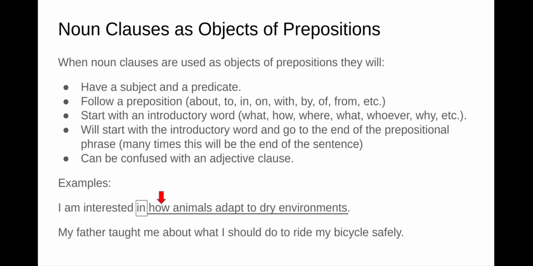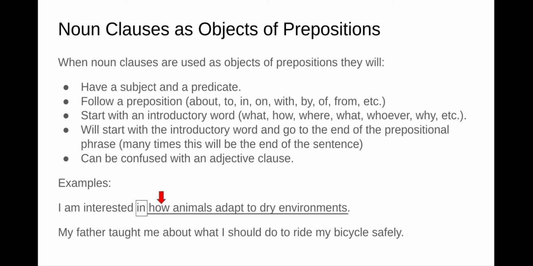Now, how do I know if I can go to the end of the sentence? The very simple way to do this is to make sure that you've got your subject and your main verb in front of this preposition, okay? So I have I, that's my subject, and what I am. I am interested. So I've got I as my subject, I've got am interested as my main verb. That means the rest of this is going to be my noun clause acting as an object of a preposition for in. So I get to underline the rest of it and I am done.